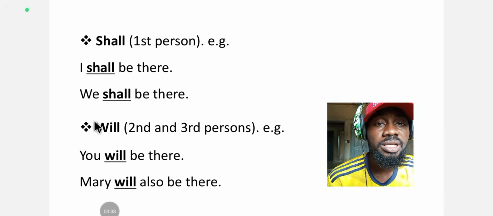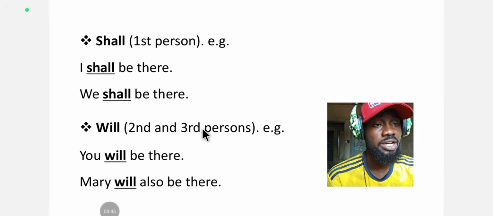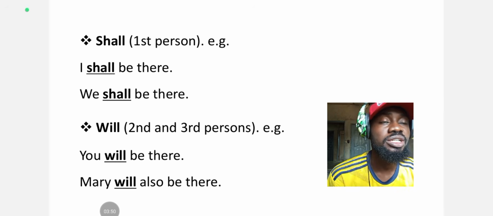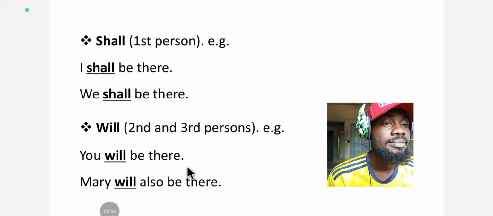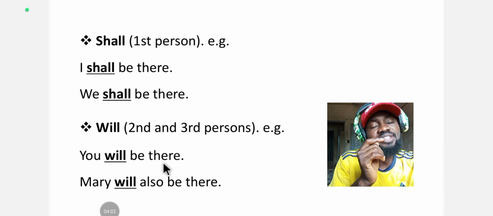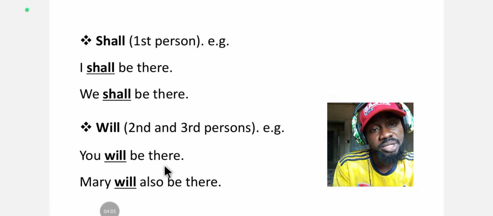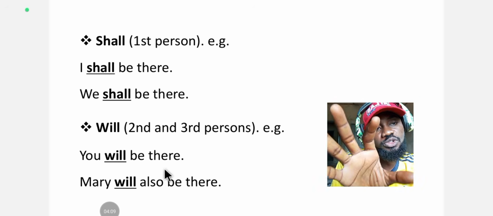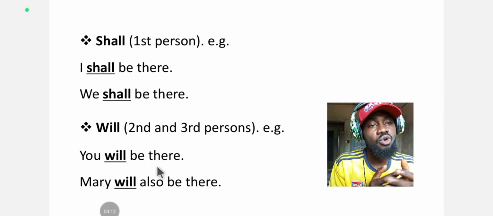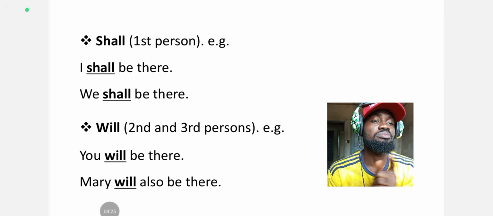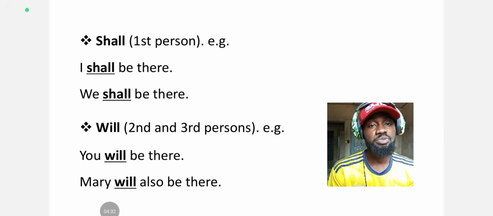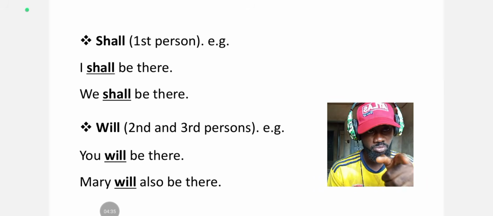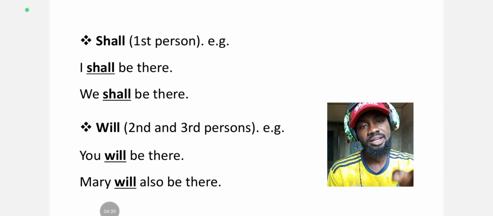The next example we have here is will. Will is usually used for the second and third person. So the second person and the third person can use will and not shall. For example, you can say you will be there. The second person is pointing at the other person and saying you will be there. It's like someone standing opposite to you. I'm the first person. The person opposite to me is the second person. So the person can say to me, you will be there, and not you shall be there.